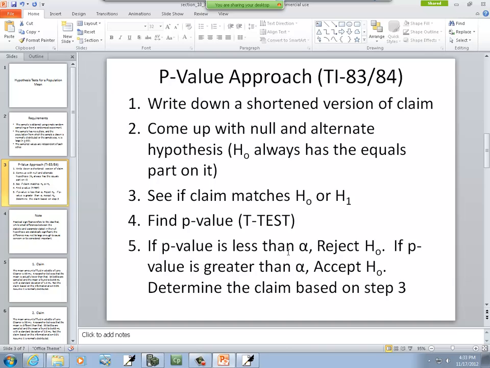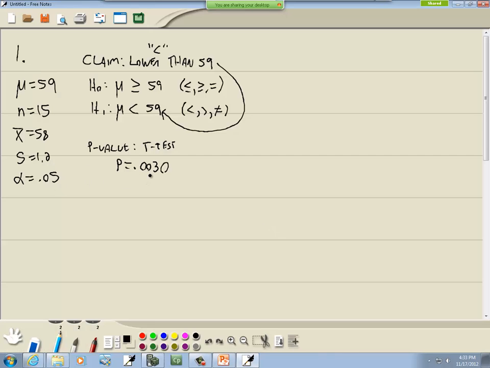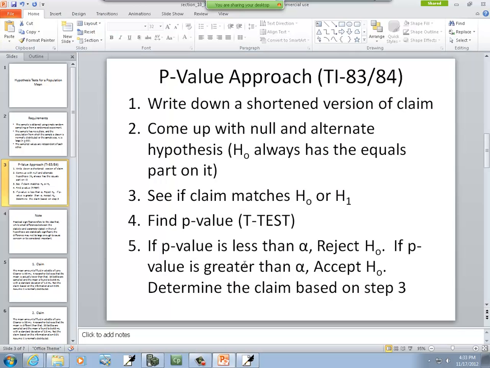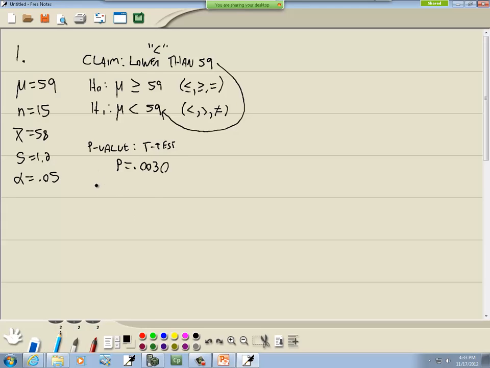Okay, if p-value is less than alpha, well, alpha is 5%, this is less than alpha, so that's true. It says reject H naught. So for conclusion, we're going to reject H naught. Now H naught and H1 are opposites of each other, so if we reject H naught, that means we'll accept H1. Now our claim matches H1, so whatever we say about H1 is what we say about our claim. So we accepted H1, which means we'll accept our claim.